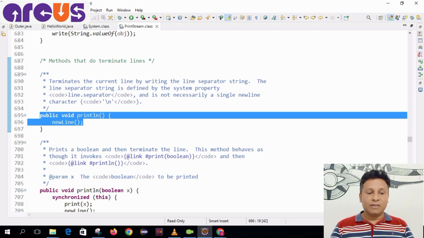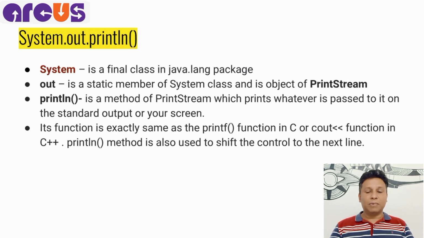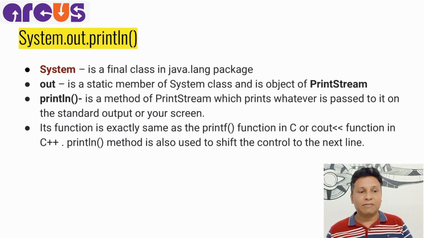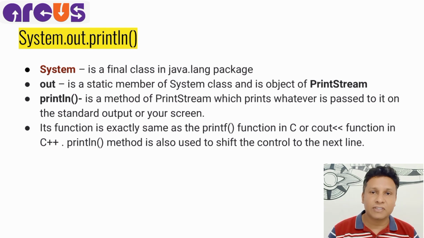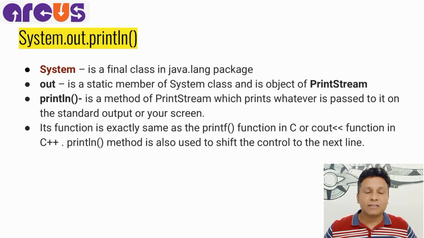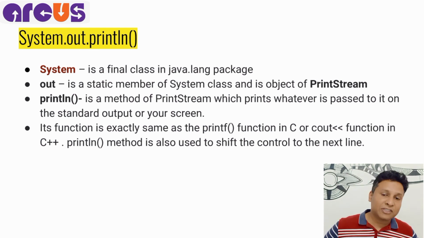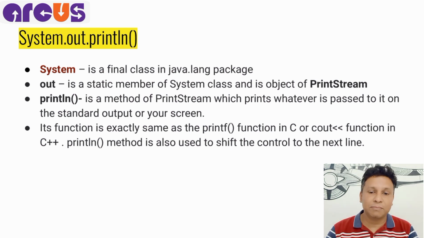In the same way we have a print method also in this PrintStream class. So let's go back to our slide and have a recap of what we have discussed about System.out.println. System is a final class, as we have seen in this Eclipse editor. As we have seen the code of the System class, System is a final class, and out is the static member of the System class, and it also happens to be the object of the PrintStream class.